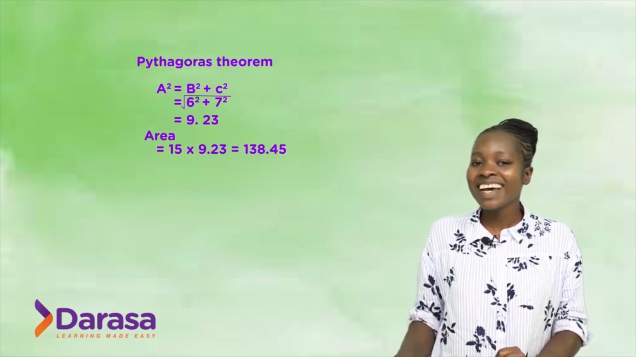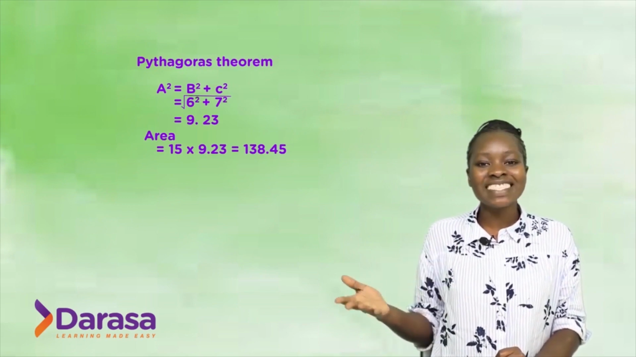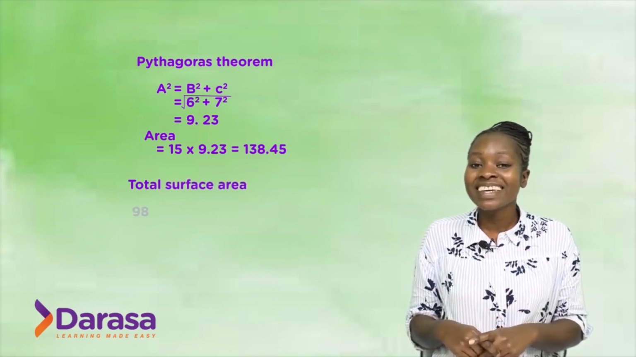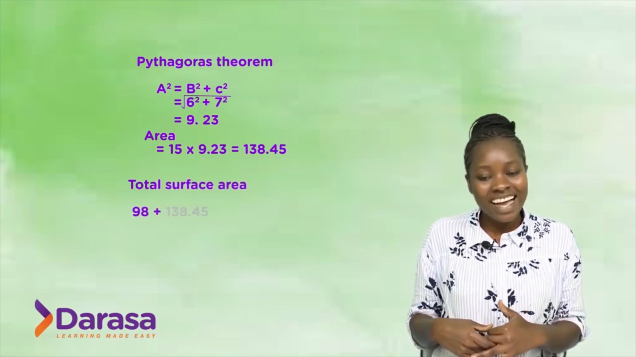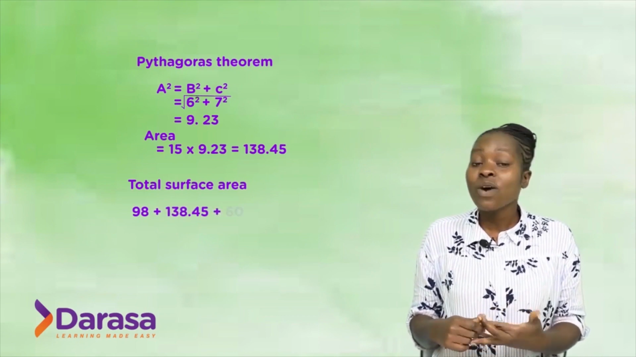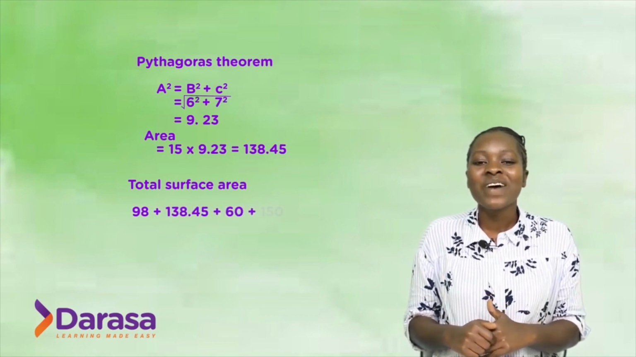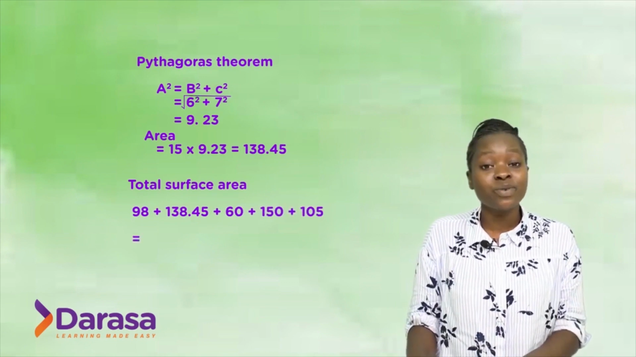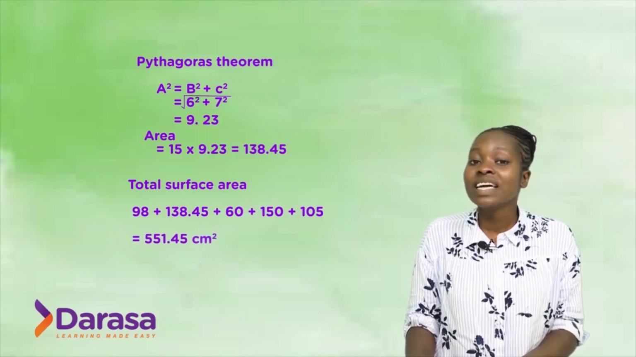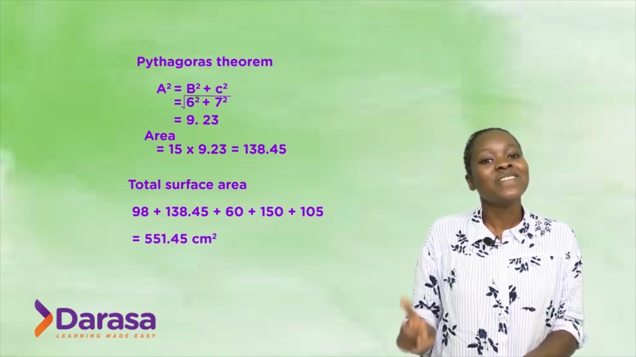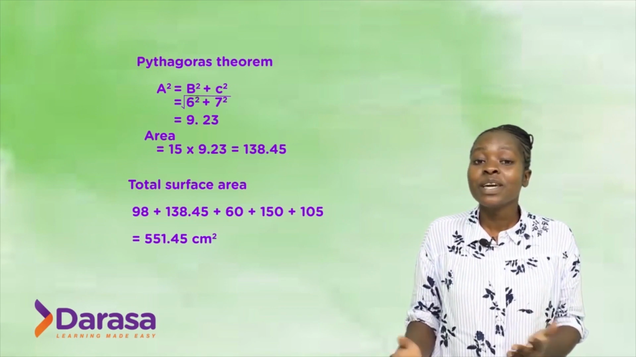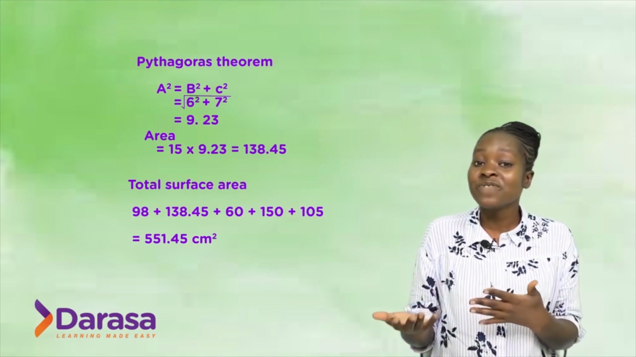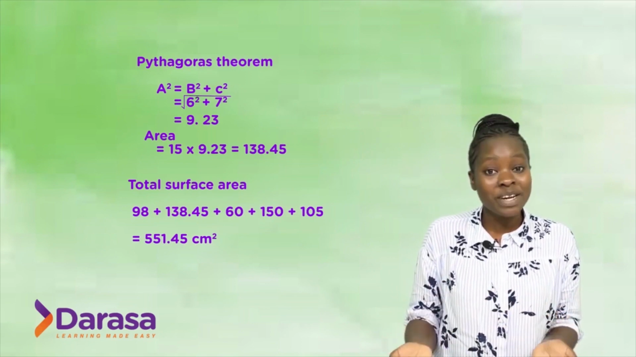Now to get the surface area, we add the area of all sides. So adding 98 plus 138.45 plus 60 plus 150 plus 105, you'll get your answer as 551.45 centimeters squared. Don't forget the units. The units are very important. It is what differentiates calculating area from calculating volume and from calculating perimeter.